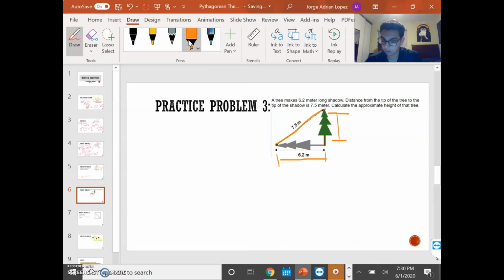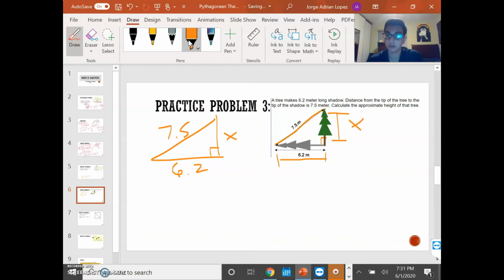Now, these trees and this shadow, what shape do you see that it's making? A triangle, right? So let's make this into a triangle. And we're going to assume that this is the right angle. And so we're going to also compare the measurements here and put it in our triangle. Okay? So 6.2 is going to go right here. 7.5 is going to go here. And what's this side? The height of the tree. That's what we're going to figure out. So we're going to call that one x.